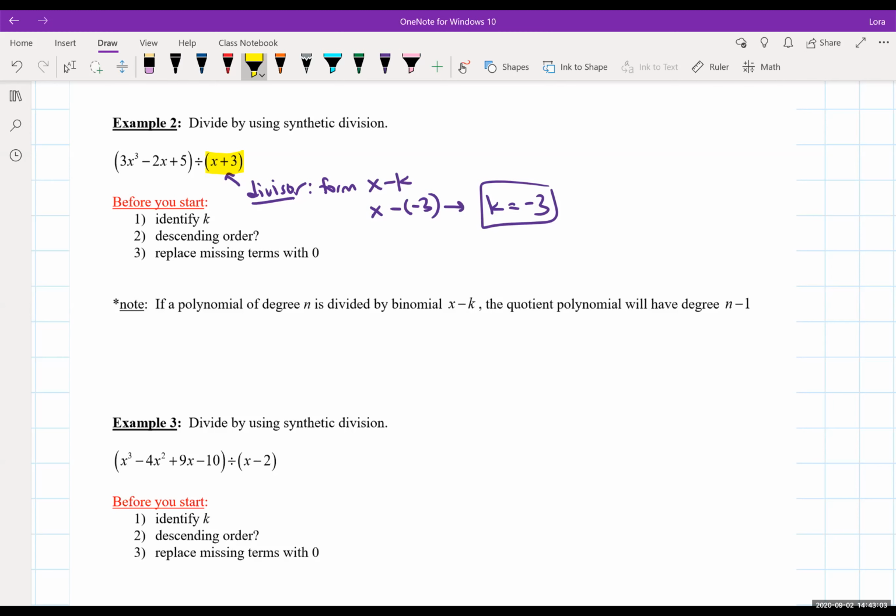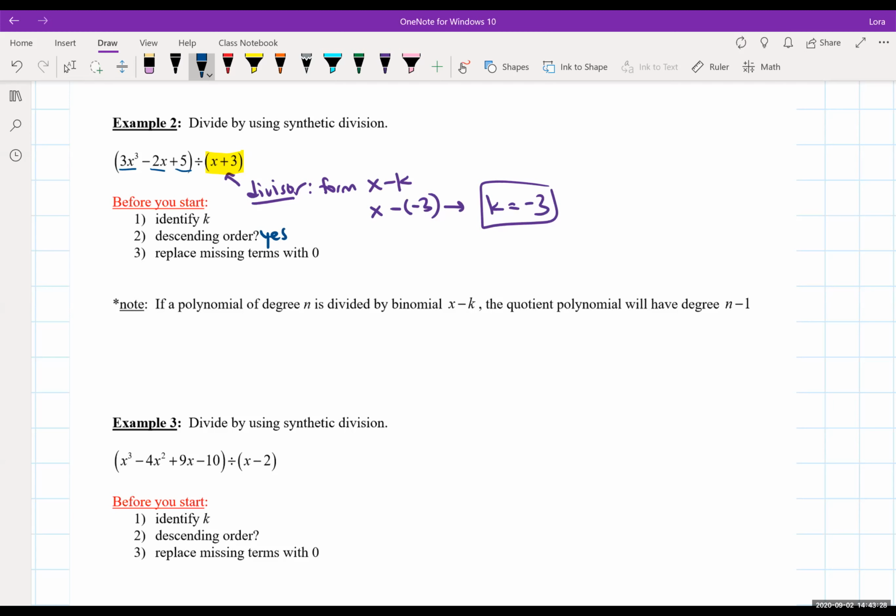So once we have the k, before we start doing any sort of synthetic division, we want to verify, are we in descending order? So I'll kind of go step by step with the terms. All the powers of x need to go highest power first and then decrease by 1 as we go. So we have 3x cubed, 2x, and then a constant. So we are in descending order. So a little note to ourselves, yes.